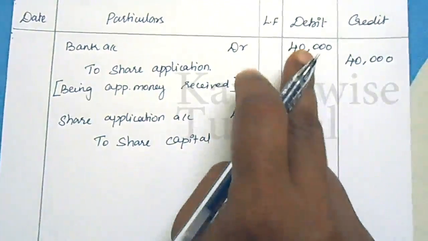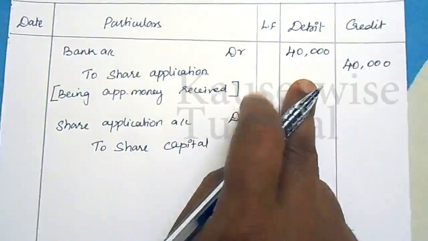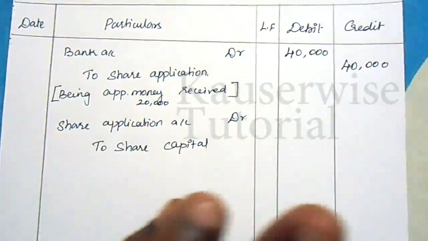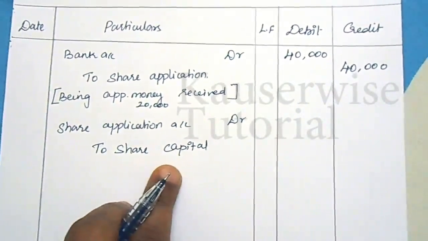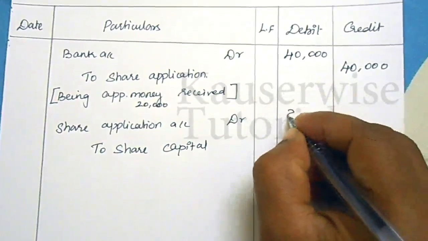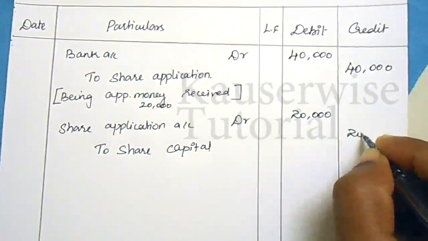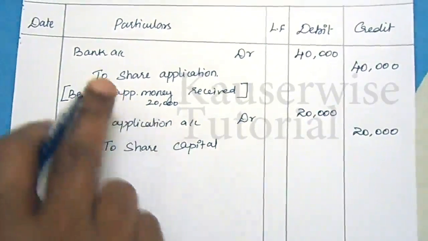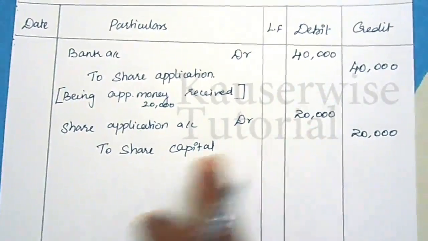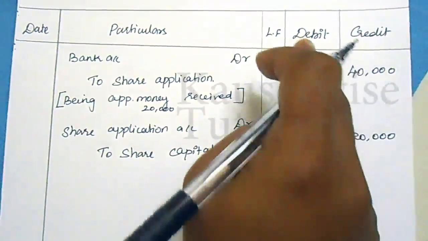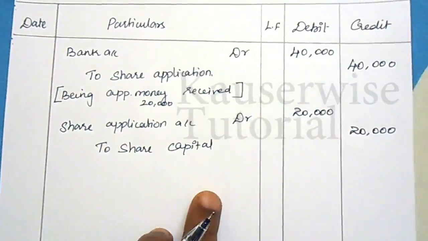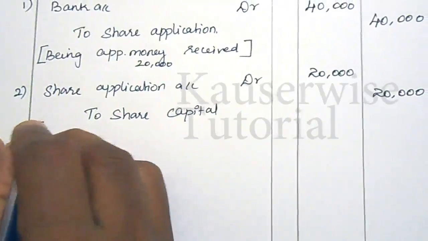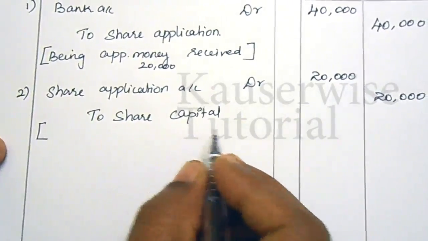See, we cannot transfer the entire 40,000. Why? Because the company received applications for 20,000 shares, but the company offered only 10,000 shares. So here you have to transfer only 10,000 shares to share capital. Okay, so 10,000 into 2 rupees, 20,000. This problem is oversubscription, that is pro-rata allotment. Out of 40,000, 20,000 rupees is transferred to share capital, and you have to show the remaining 20,000 in the next entry. So we can make a combined entry or a separate entry. Here I am going to show a separate entry for pro-rata allotment. Write the narration: being application money transferred to share capital.